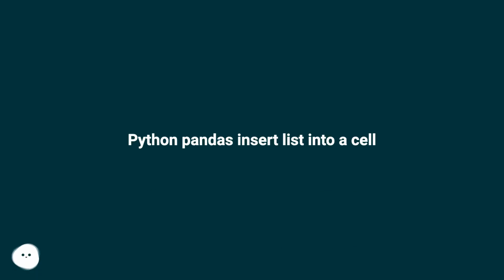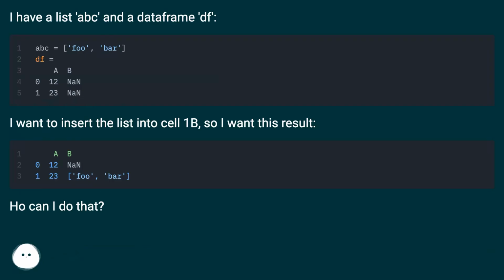Python Pandas insert list into a cell. I have a list ABC and a data frame df. I want to insert the list into cell 1b, so I want this result. How can I do that?